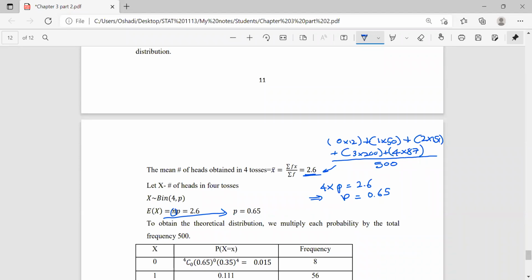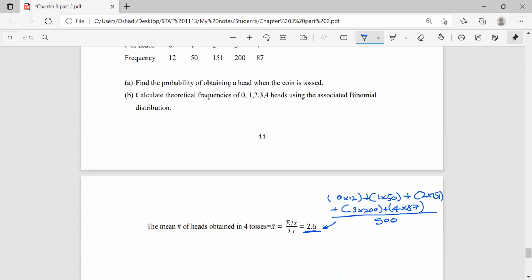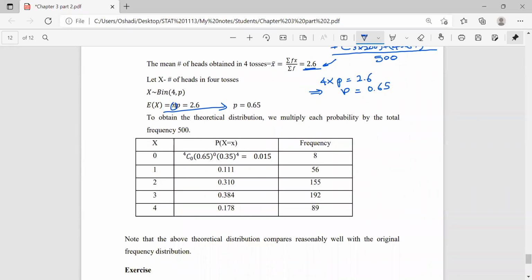Then the second question we are asking is to calculate theoretical frequencies of 0, 1, 2, 3, 4 heads using the associated binomial distribution. So we are now going to calculate the theoretical frequencies. To obtain the theoretical distributions, we multiply each probability by the total frequency 500. First we obtain the probability of x, the probability distribution of x. How?